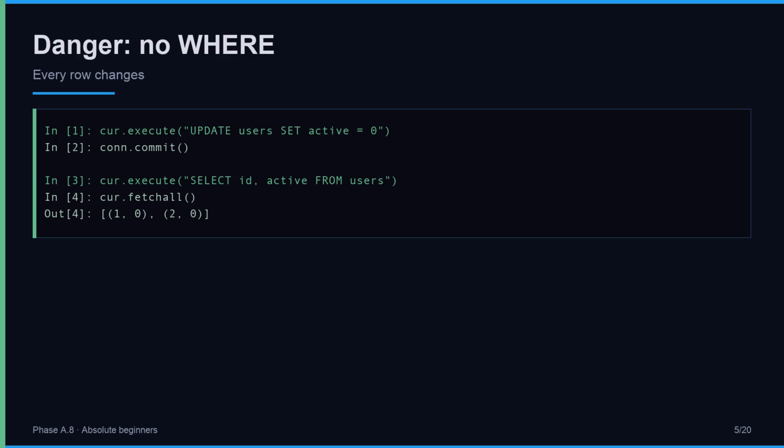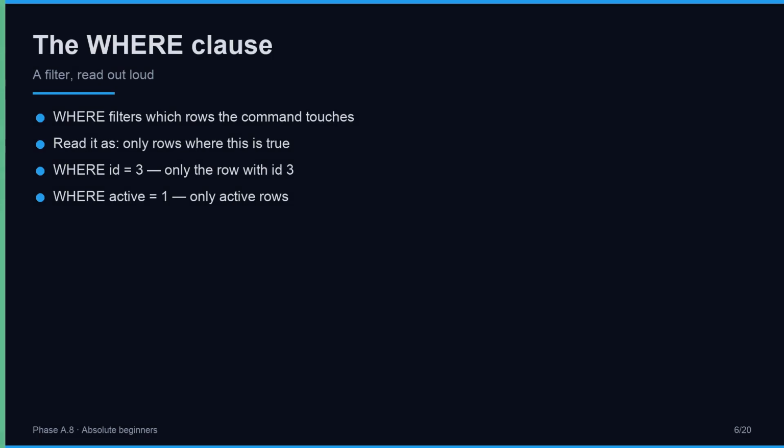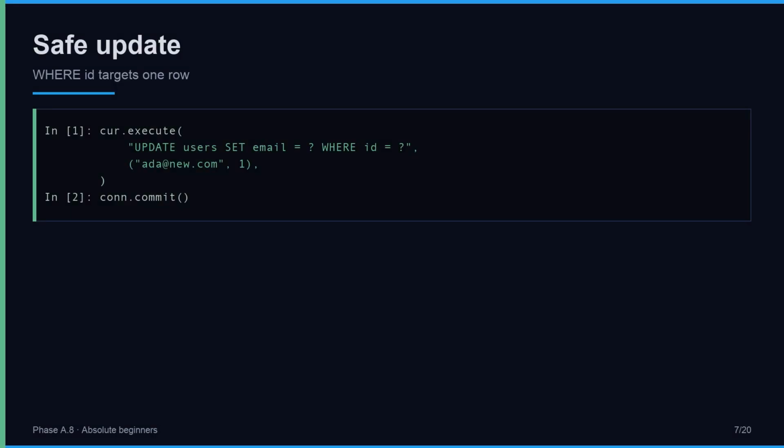Where is a filter. Read it as, only the rows where this condition is true. Where id equals 3 means only the row whose id is 3. Where active equals 1 means only the rows currently marked active. Where turns a scary every-row command into a precise, surgical one. Always read where aloud before you run the query. Ask, which rows will this match?